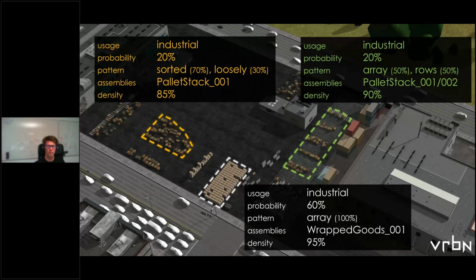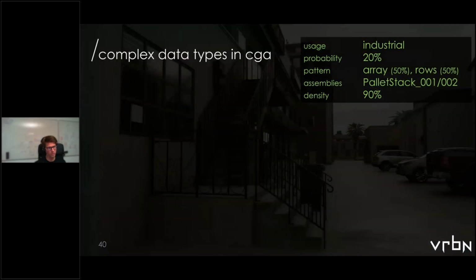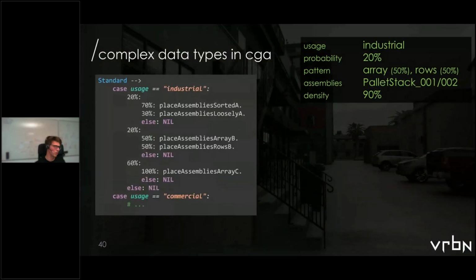But if you think about that information, how do you bring that into a CGA rule? Because it's quite a lot of case statements. The standard way of doing this is you have a lot of case statements. You go for the first case, that is the usage, it's industrial, okay. And then for the green one, it's this 20% chance that it goes into that 50-50 selection again. And you can already see this gets to a very, very long list, and it's super hard to maintain.